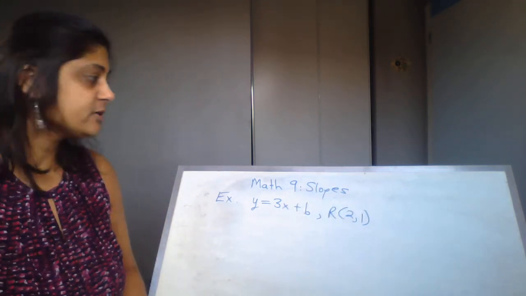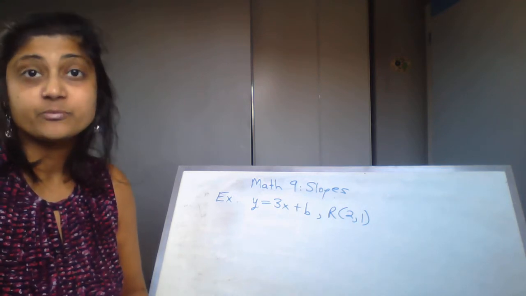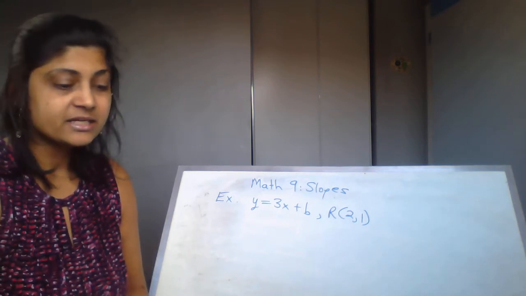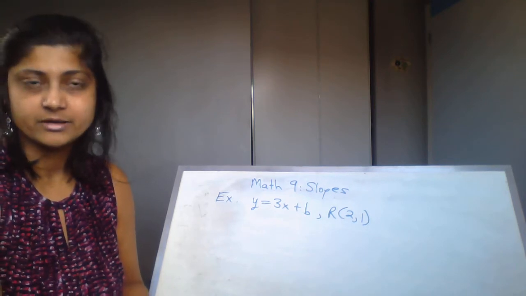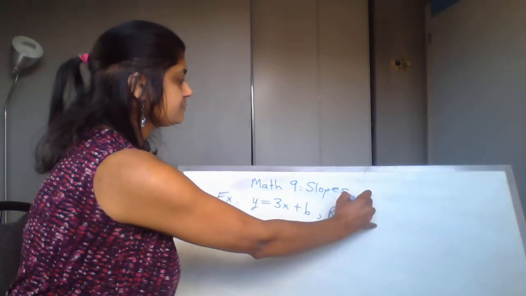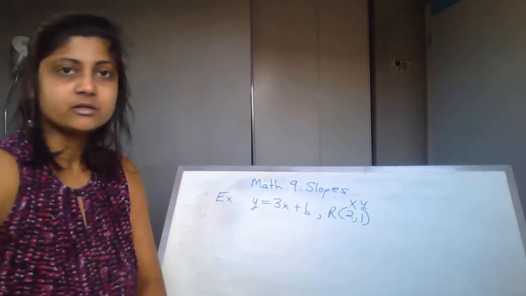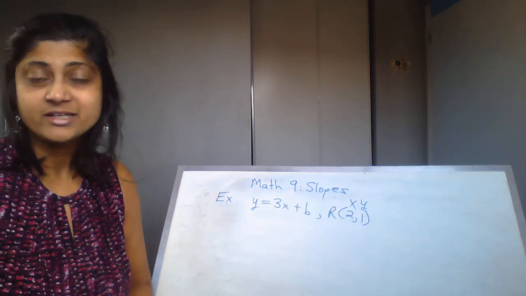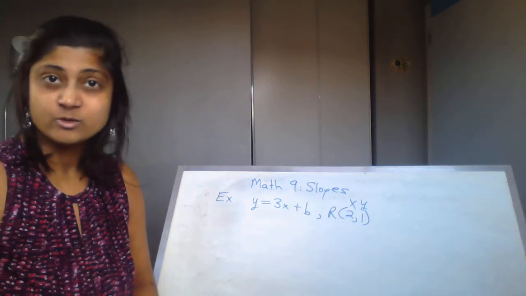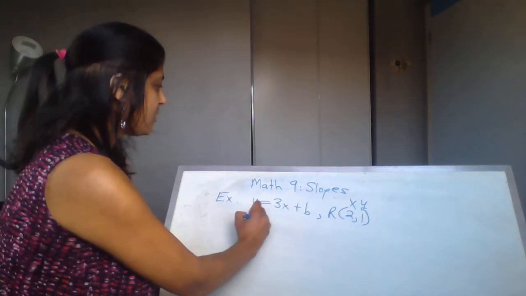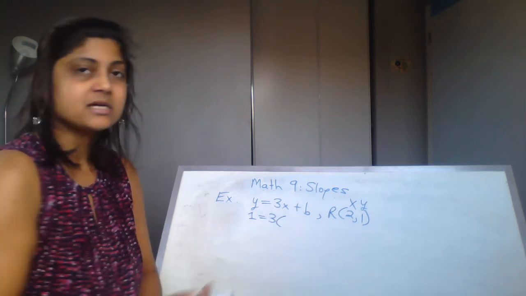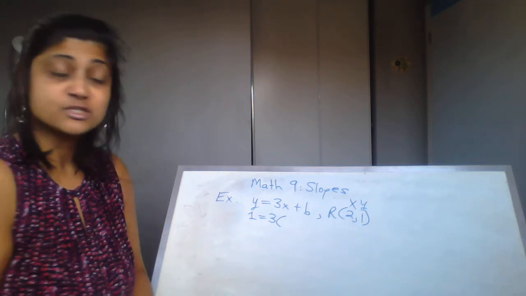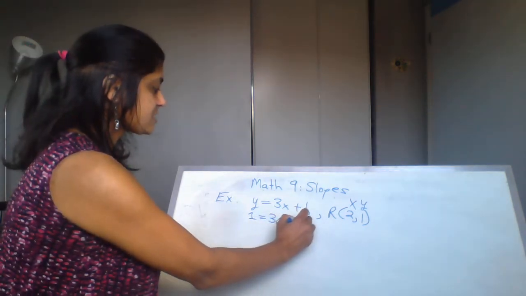All we're doing here is looking for the value of b, which is the y-intercept. That's usually what you have to do when you're looking for the equation of the line. So we're taking our point R. I'm just going to label the x and y. We're going to plug this into our equation. So the y value is 1, and 3 times the x value here, which is equal to 2, plus b.